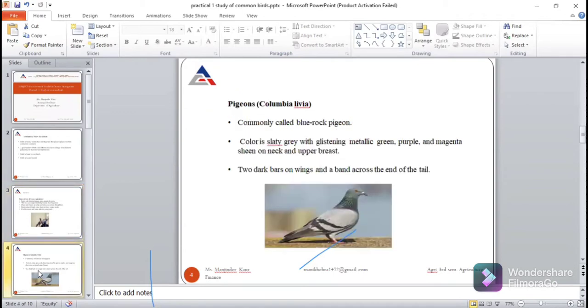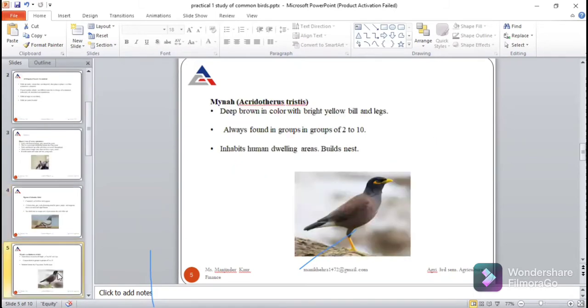Next is the pigeon. The scientific name of the pigeon is Columba livia, and it is commonly called the blue rock pigeon. The color of its body is slaty gray, and it has a glistening metallic green, purple, magenta sheen on the neck and upper breast. Moreover, it also has two bars on the wings and a band across the end of the tail.